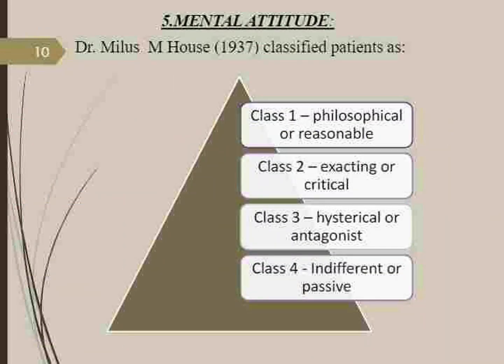According to the mental attitude classification given by House, he classified class 1, class 2, class 3, and class 4 patients. Philosophical patients are very cooperative and understanding patients. They are able to understand the treatment process. Their prognosis is good. Exacting patients are critical patients who are continuously questioning the operator regarding the procedures which are done, and the doctor has to be really patient enough to handle such individuals.